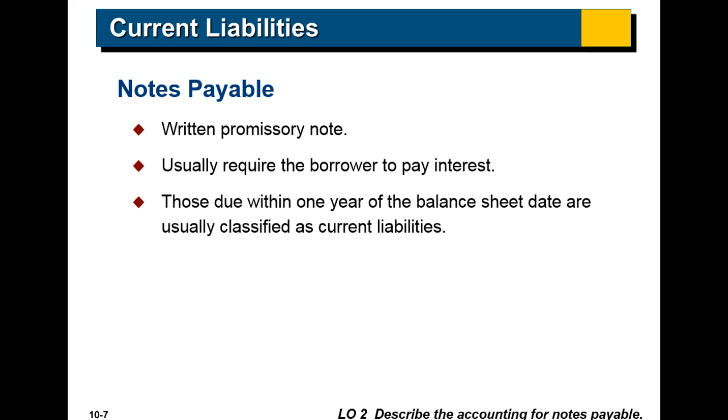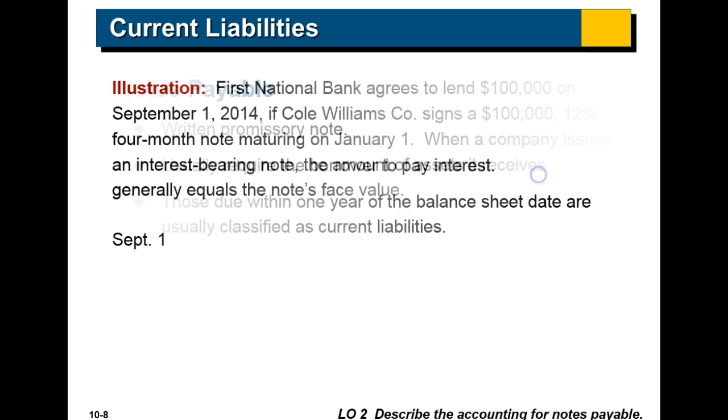What's a note payable? It can be a promissory note. It usually requires the borrower to pay some form of interest for holding the note, for the individual to fund it, and those due within 1 year of the balance sheet date are classified as current liabilities. So when a promissory note is created and the due date is within 1 year, you're going to treat that as a current liability.